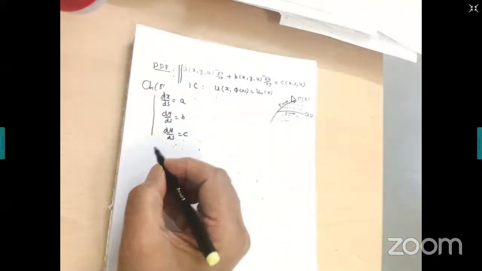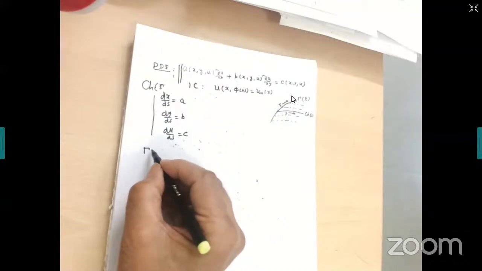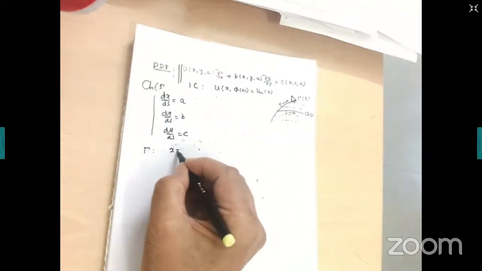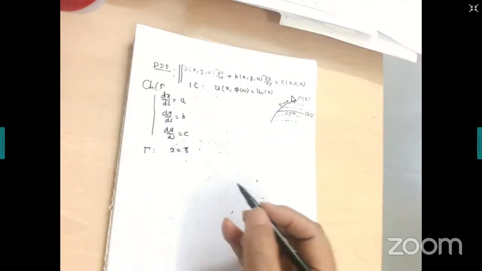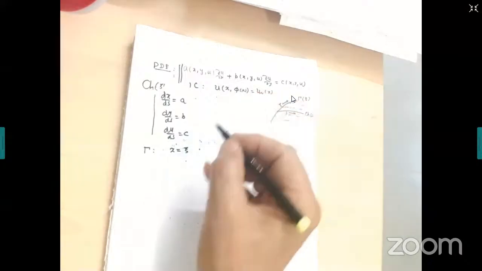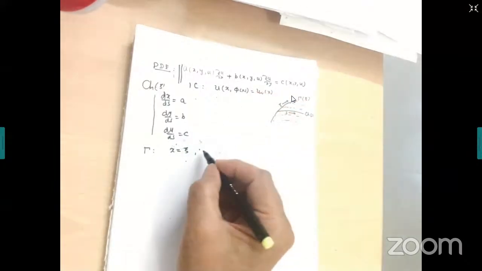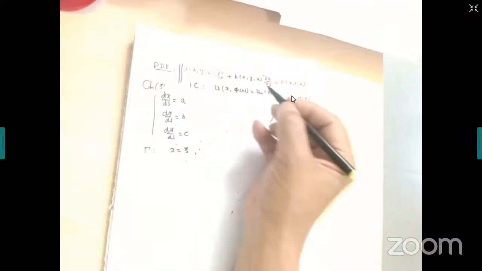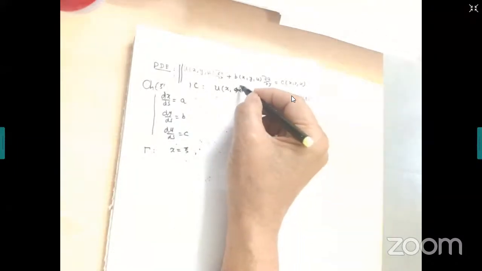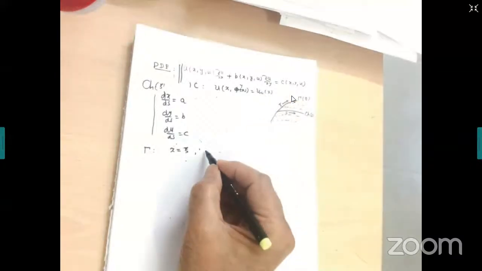What is the given curve? Let me write. The given curve I can parameterize, and one should know that parameterization need not be unique. x is equal to ξ, and let it be y, y is φ of x.